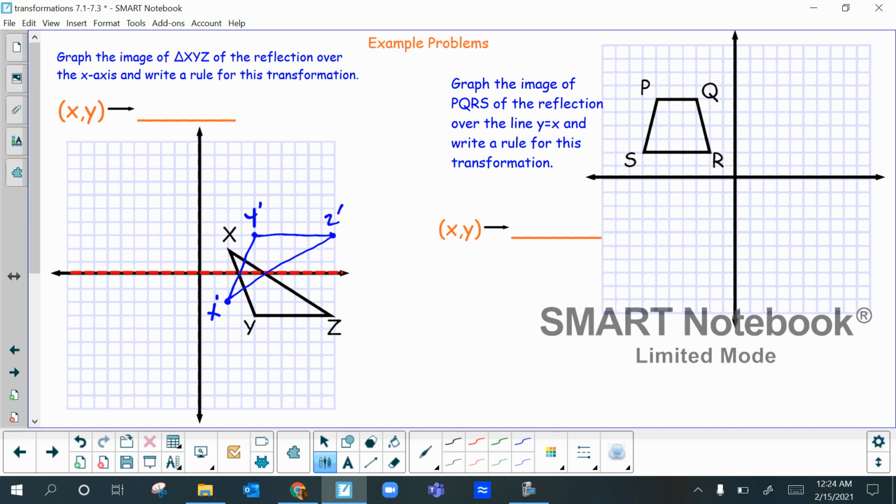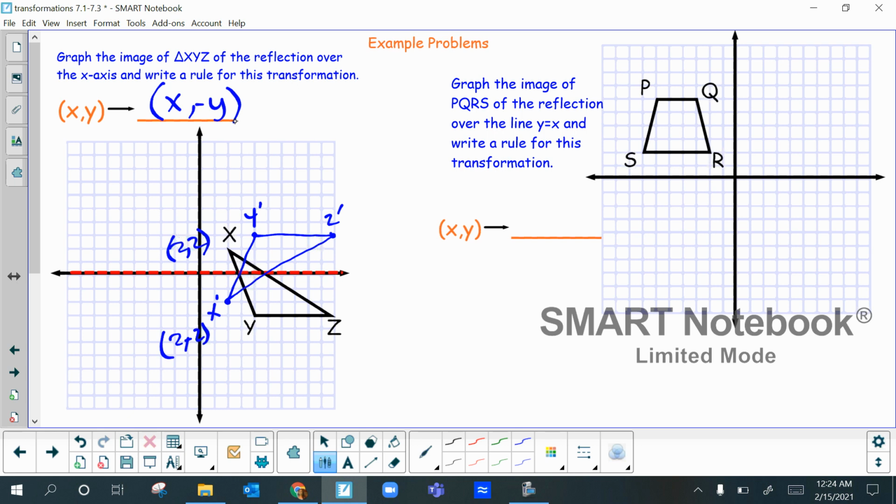And so the rule you can see, well, if x was at 2, +2, and now x prime is at 2, -2, you can see the y changed. So this is what your rule looks like. Okay, so let's look at the last one.